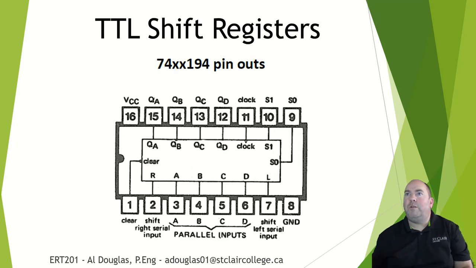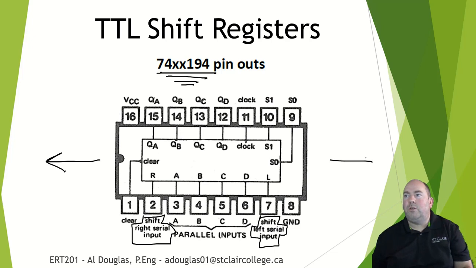Alright, so moving on, we've got some TTL shift registers. The one in the book and in the lab is the 194. What you'll see here is that it has the ability to shift right or shift left. It has separate inputs for that, so you can trigger it to either shift to the left or do a shift to the right. Everything else is pretty much the same. You have a clear, you have a way to load it, you have outputs, you have a clock pulse to it.